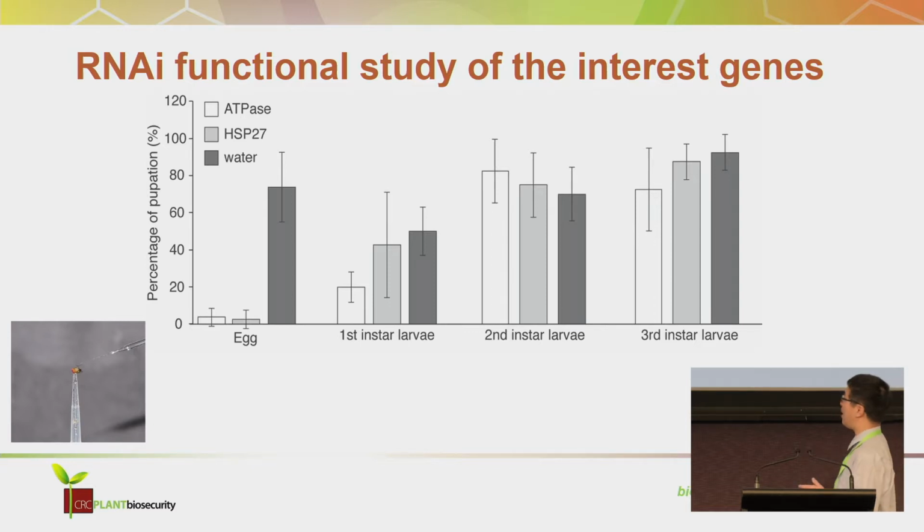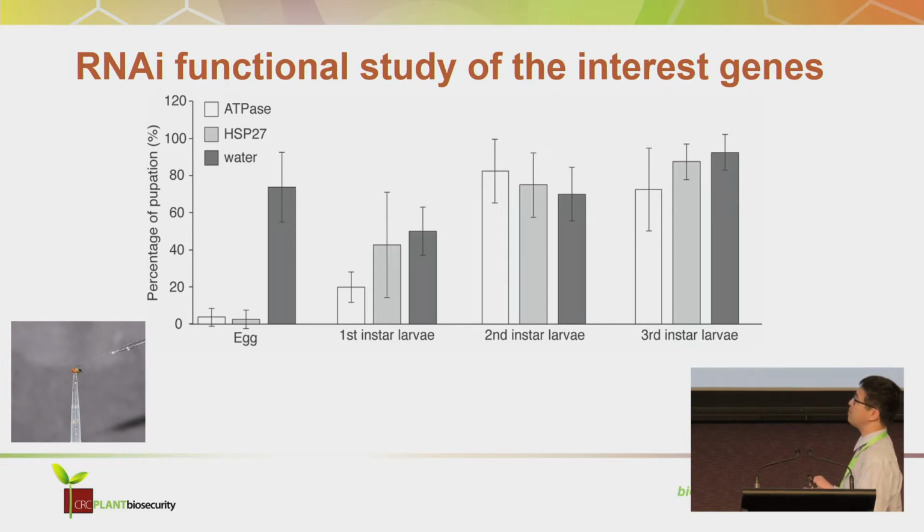For our RNAi method, we found the larva stage did not work very well. But for the egg stage, for the control, we just used water, and nearly 80% of eggs can develop to pupae. But after we knock down this heat shock protein 27, nearly no eggs develop to pupae.